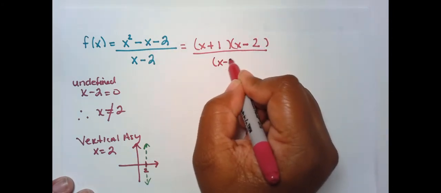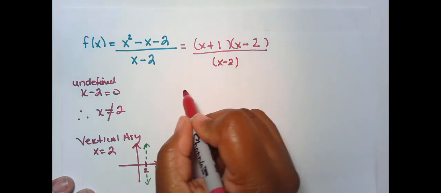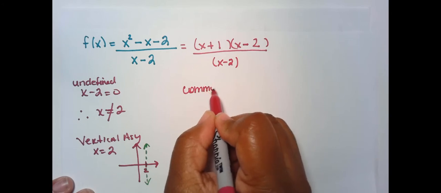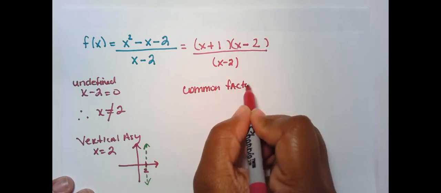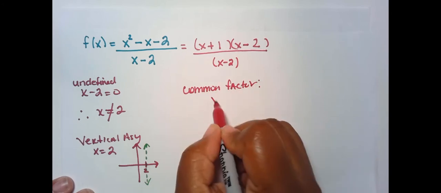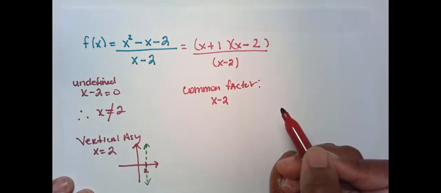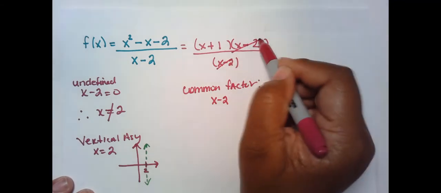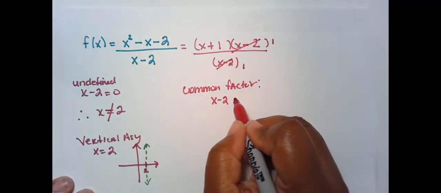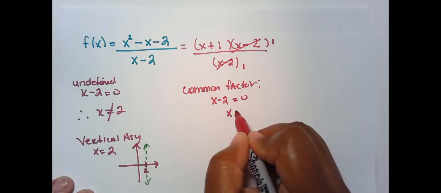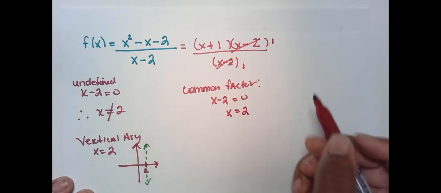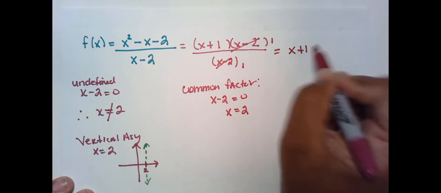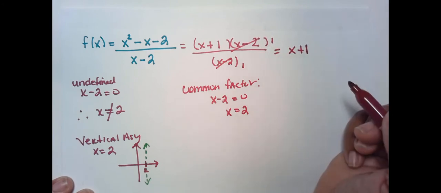So what is the common factor that you see here? The common factor is x minus 2. Okay? So let's cross this out. Set that equal to 0, which we already did. We said x is 2. But when we reduce this rational expression, our solution is x plus 1.